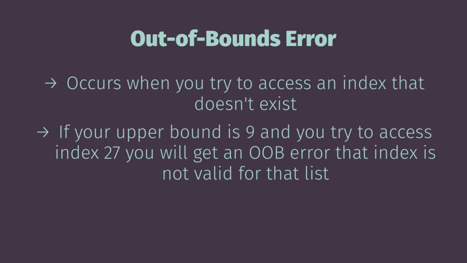So what happens when you try to access an index that doesn't exist? If the upper bound of your array is 9, but you try to access index 27, you're going to get an error called an out of bounds error. And basically what that means is you're trying to access an index that doesn't exist. It's like if the highest numbered house on your street is number 9 and you send a pizza to house 27, you're going to have a very angry pizza delivery person. As a former pizza delivery person, I can tell you that is true and happens more than you would think.